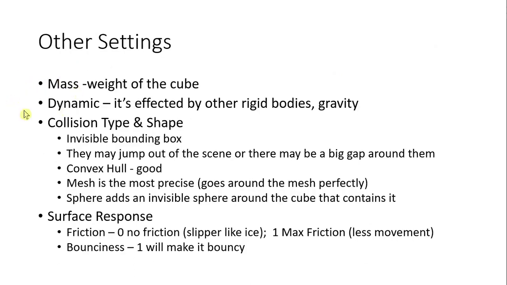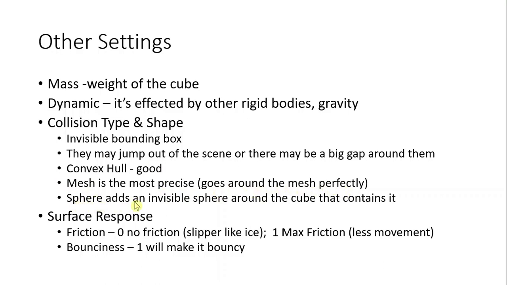We have had an opportunity to look at these different settings: mass, dynamic, collision type, and shape is one that we haven't talked about too much. The collision type and shape is like an invisible bounding box. If you ever do an animation and you've got your objects jumping out of the scene or huge gaps between them and it looks awkward, maybe add a collision type and shape to it. The convex hull is pretty good. The mesh is the most precise. This object goes precisely around the mesh object.